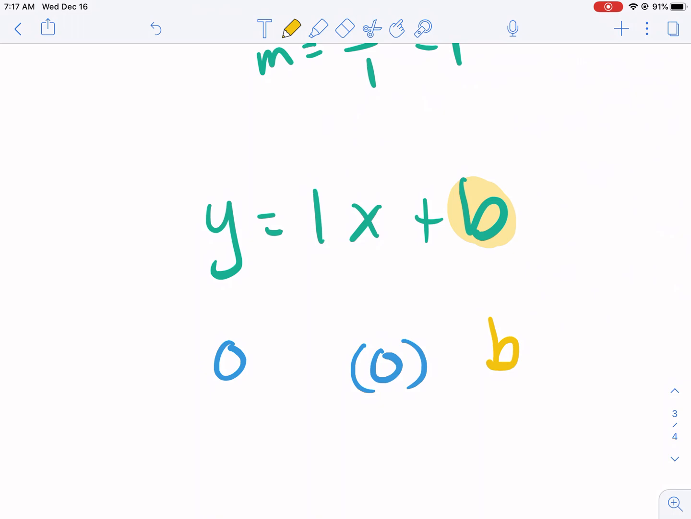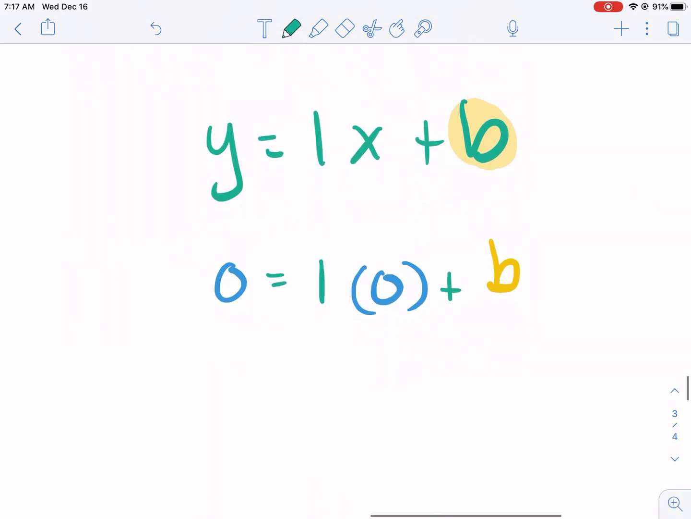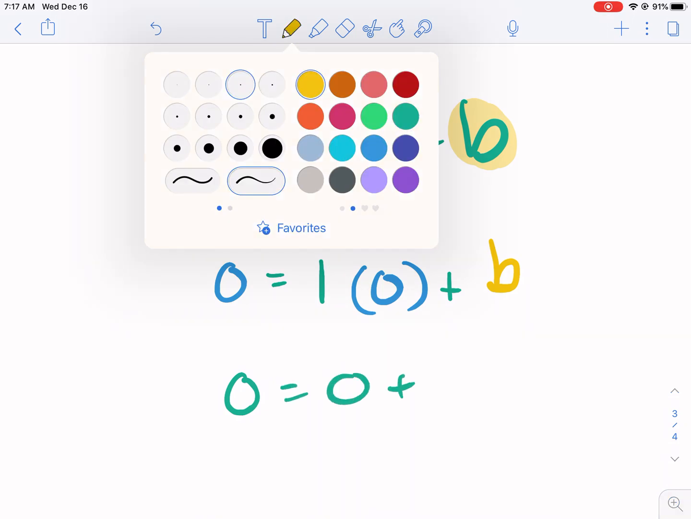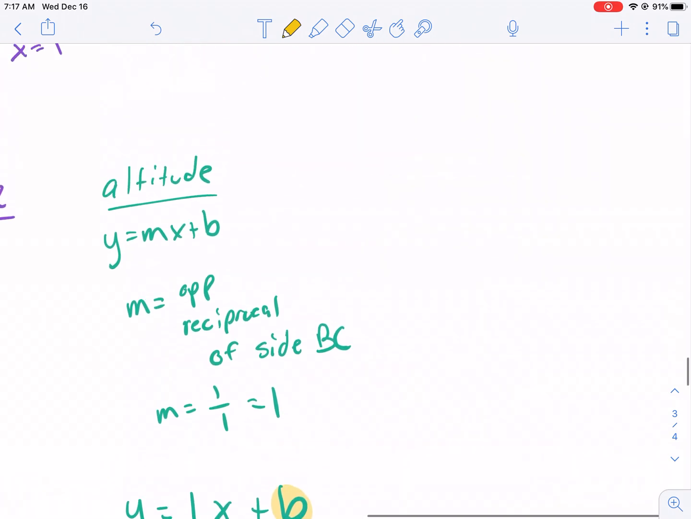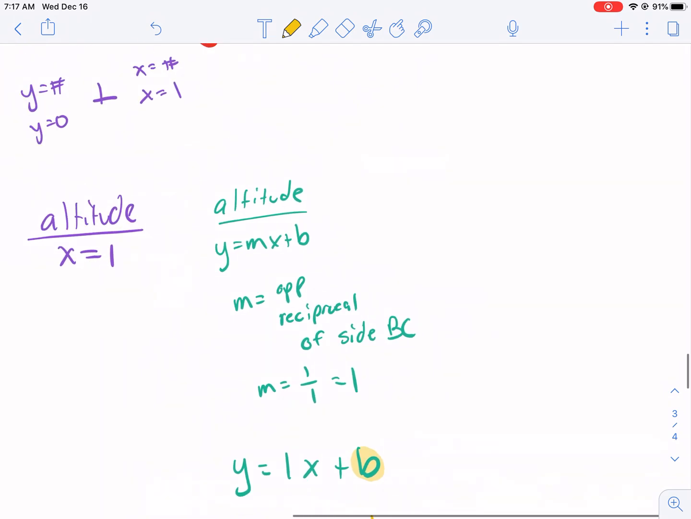That's the one I want to solve for. 0 = 1(0) + b, so that equals 0 + b. And as you probably saw, we have a y-intercept of 0. So now I have my whole equation. I'm going to plug in my known values: y = 1x + 0, or y = x.